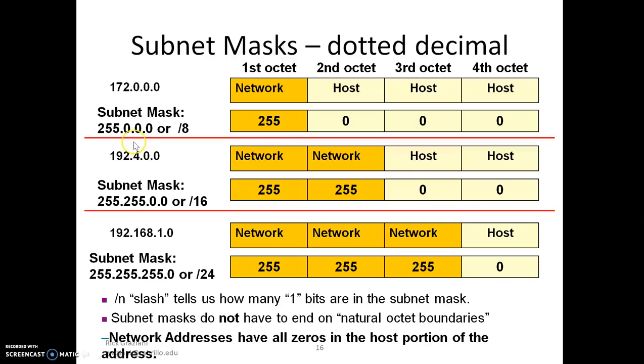The subnet mask can be represented either in dotted decimal notation or in slash notation. For example, like this one, 255.0.0.0, when you convert it to binary, you will get 8 bits of number 1. So you can represent it as slash 8. The same here, you can represent it as slash 16 because there are 16 bits of number 1. And this one is slash 24 because there are 24 bits of number 1.